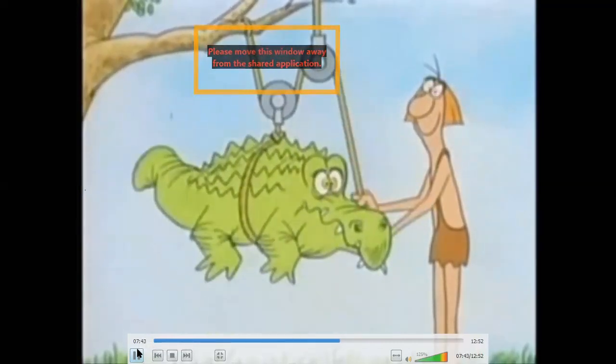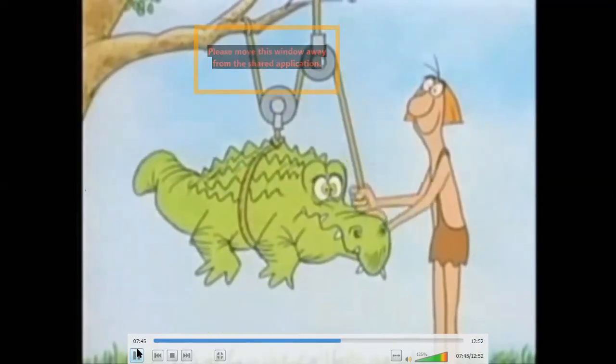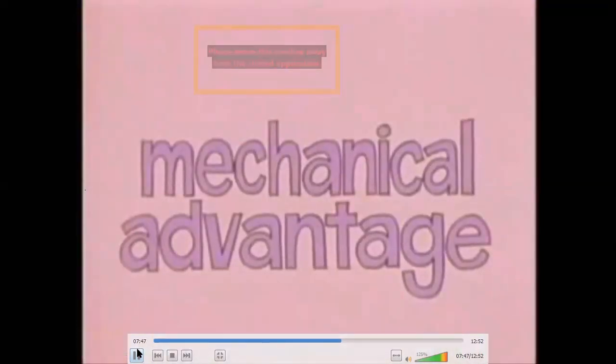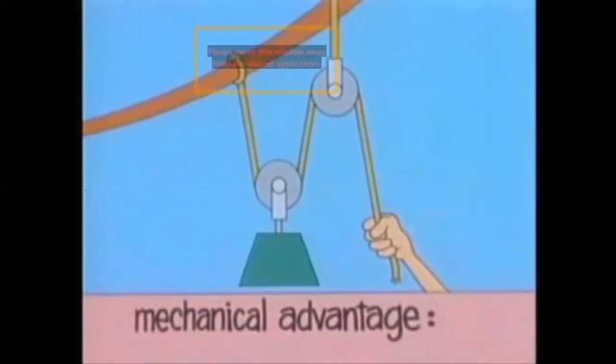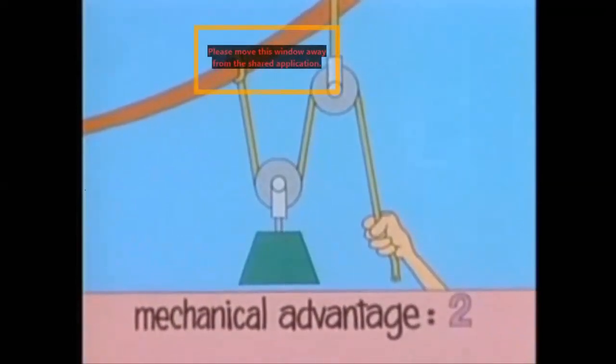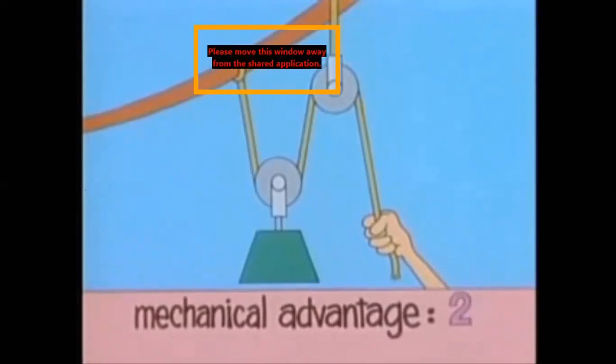One way to compare different pulley arrangements is to use the idea of mechanical advantage. Since this pulley arrangement doubles your force, it has a mechanical advantage of 2. You can find the mechanical advantage of any pulley arrangement by simply counting the rope segments that support the movable pulley. In this case, 2.